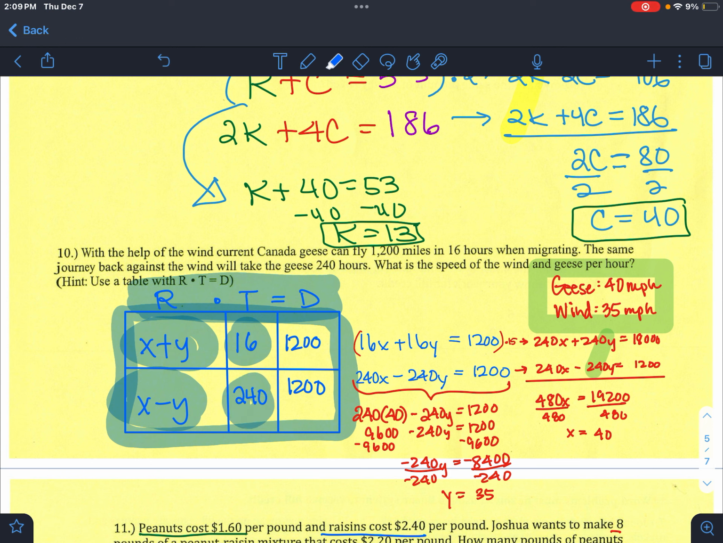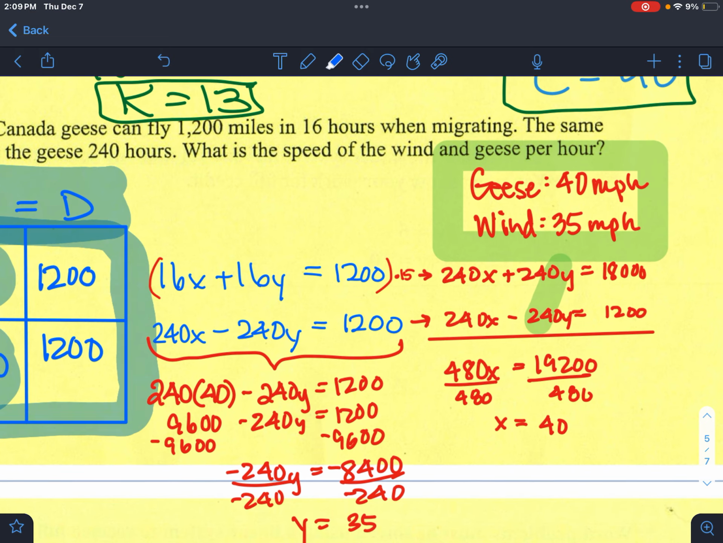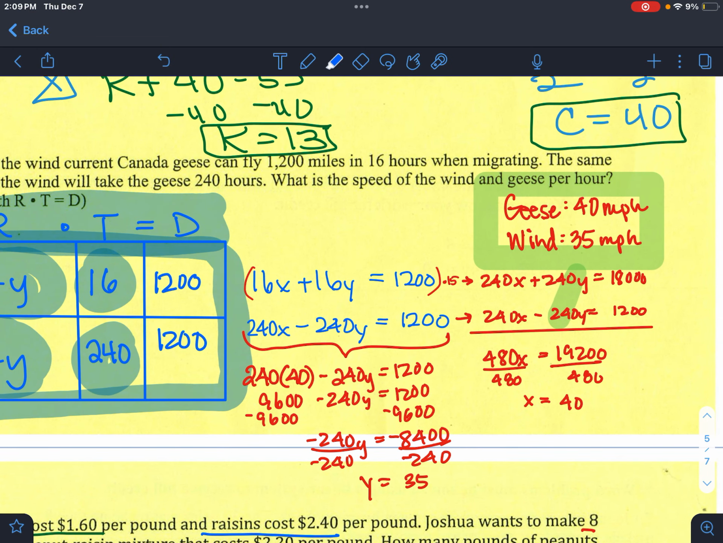And even though these numbers look pretty big, we end up finding out when we distribute and solve that the geese speed is 40 miles an hour. That's pretty reasonable actually for a geese. And the wind speed is 35. And that's also pretty reasonable.